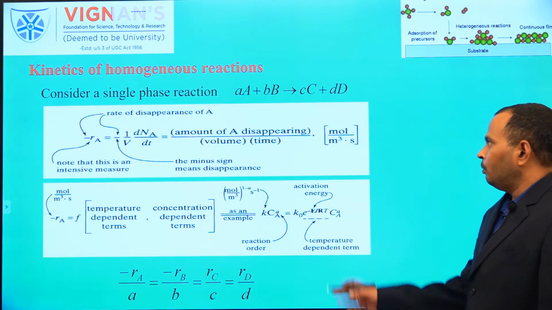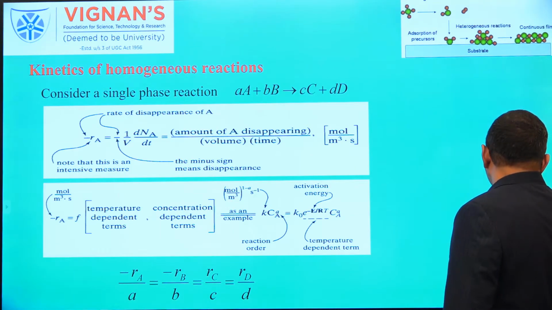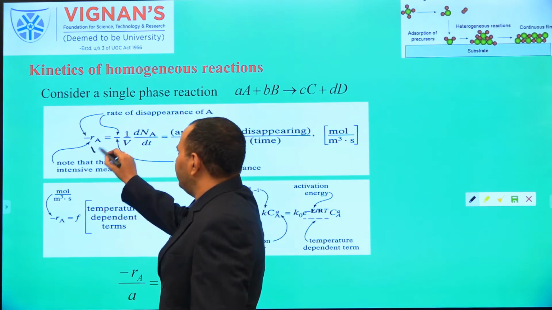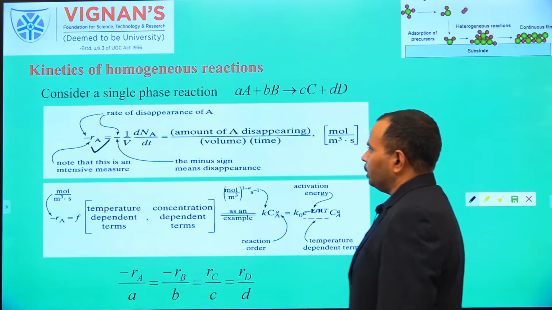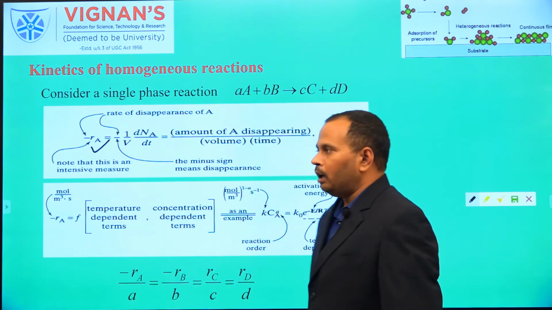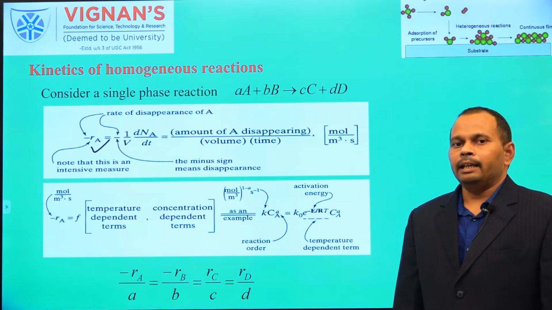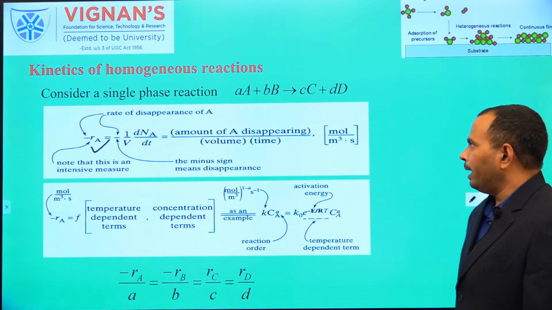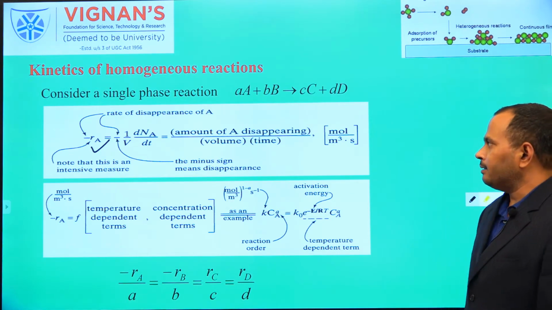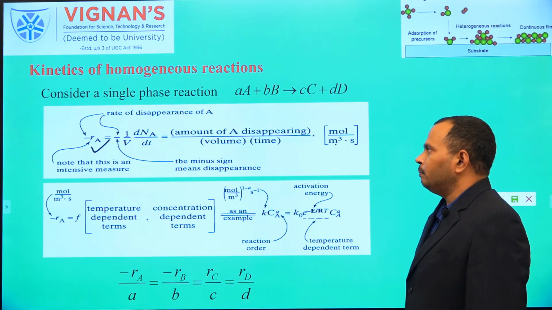So, here we have minus rA, that is the rate of disappearance of A. During the reaction, reactant is consumed and products are produced. Rate of disappearance of A can be written as 1 by volume of the reaction mixture into dNA by dt, that is moles of A disappearing per unit time. So, minus rA is equal to 1 by V into dNA by dt. The SI unit of rate of reaction is moles per meter cube per second.